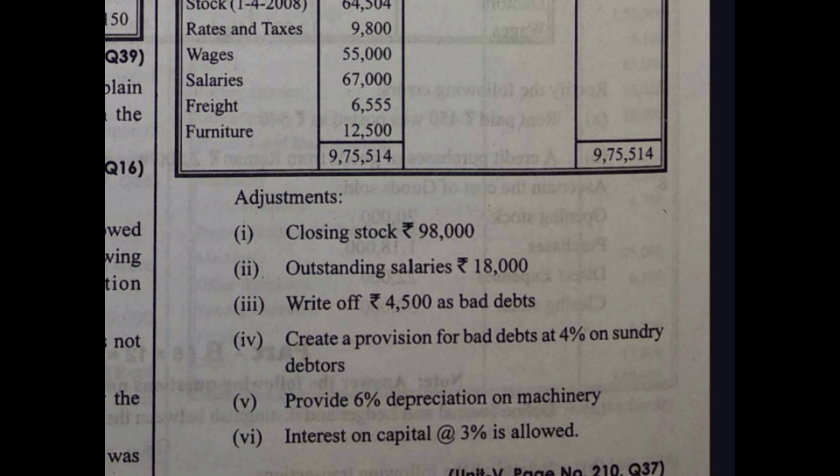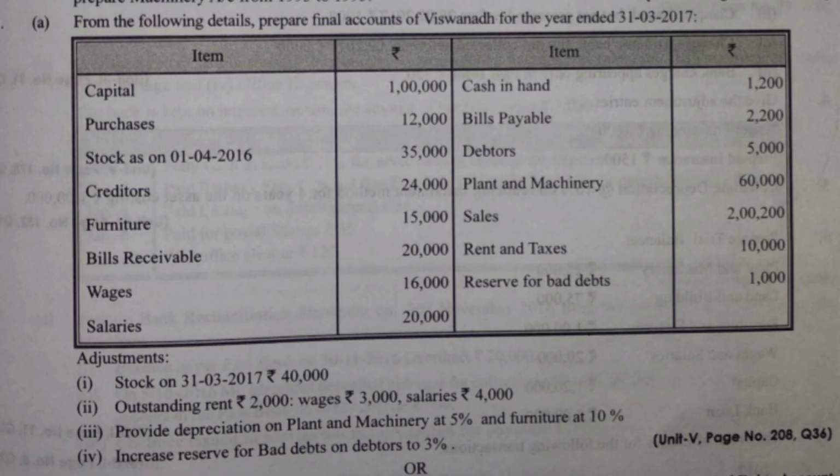The balance sheet should be tallied. If the balance sheet is tallied, your answer is correct, or else you have made a mistake. Whatever tips and tricks I have said in this video, that is enough. For overall, whatever questions I'm showing on the screen, you need to be perfect with that. So here they have given closing stock, outstanding rent, depreciation, next, increase in reserve for bad debts.